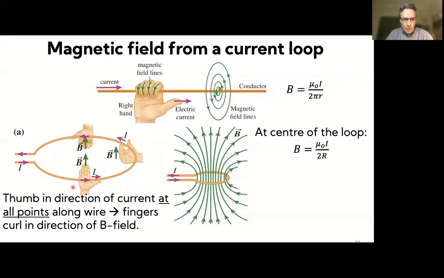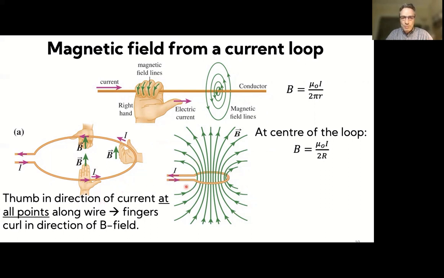And so if you do that at all points along the wire, what you see is that it's always the case that the magnetic field on the inside of the loop is actually pointing up, right? That's from that first right-hand rule about the direction of the field if you just have a single current, okay, single current conducting wire, current carrying conductor.